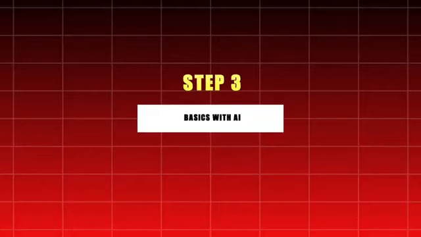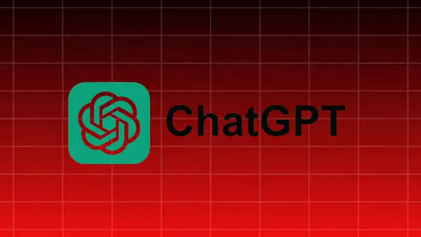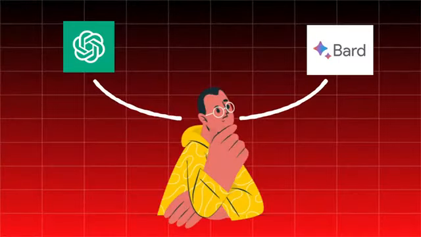Step 3, basics with AI. I'm going to use ChatGPT 3.5, which is available for free for everyone. You can use ChatGPT or Google Bard to make a plan for your article. These AI tools can give you a good starting point, but add your own ideas to make it better. Think of AI as a helper, not the final answer.